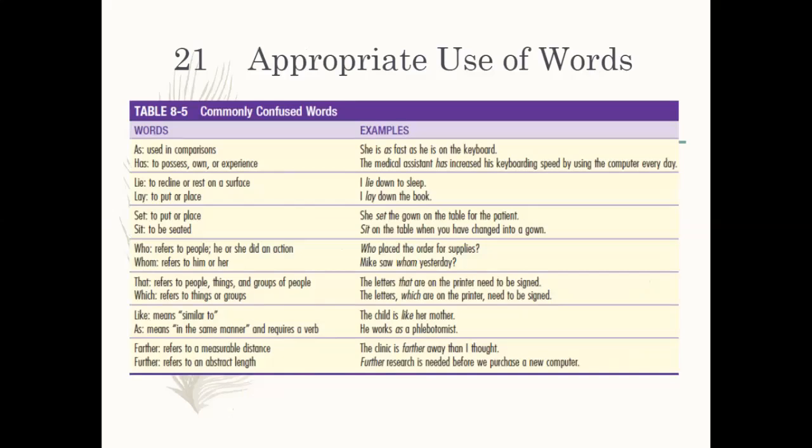Here are some words. As used in comparison, has to possesses, own, or experience. For example, she is as fast as he is on the keyboard. The medical assistant has increased his keyboarding speed by using the computer every day. So do you see how the second sentence is so much more comfortable?